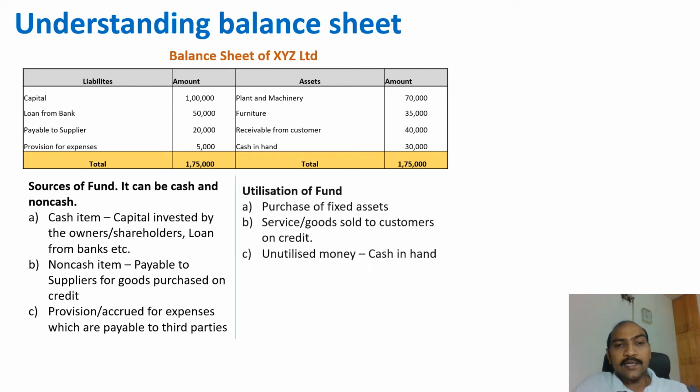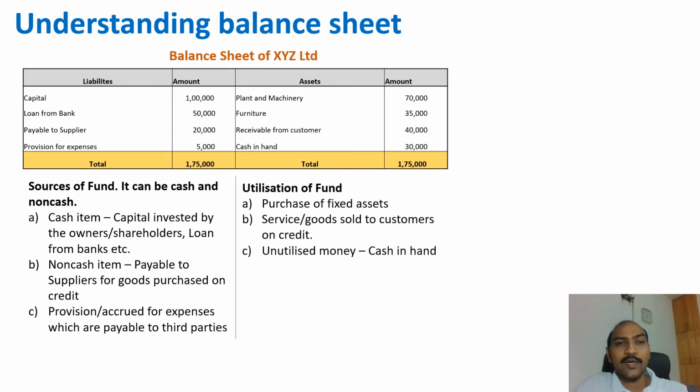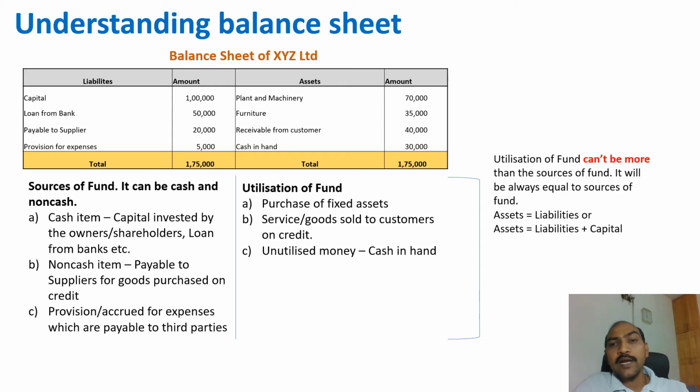Now coming to the asset side, it is the utilization of funds. So liabilities are your sources of funds and assets are your utilization of funds. How can the funds be utilized? They can be used to purchase fixed assets, or for goods sold to customers on credit, and any unutilized fund remains as cash in hand. These are all assets. Utilization of funds can't be more than the source of funds; it is always equal to the source of funds. So assets equal liabilities.